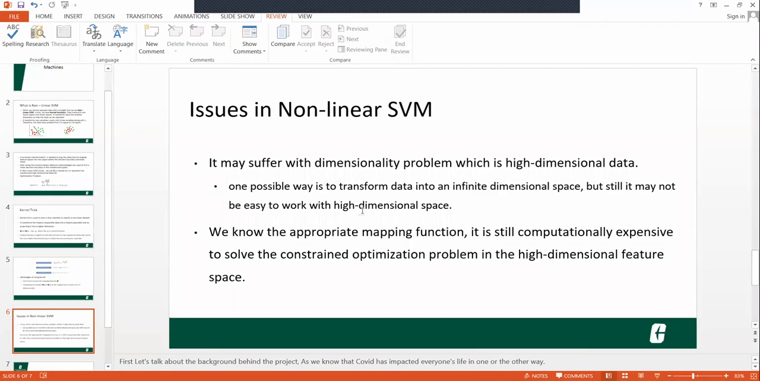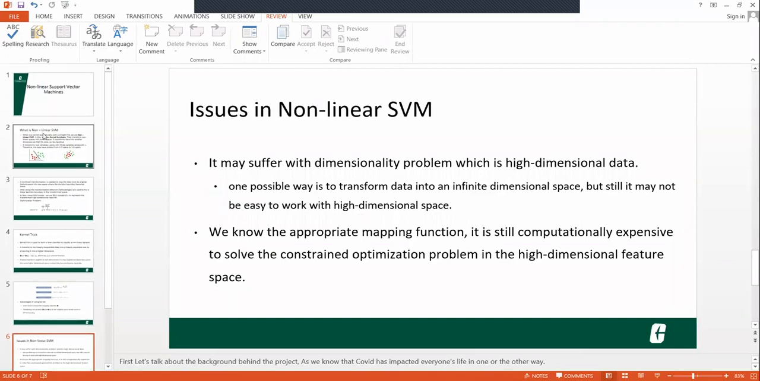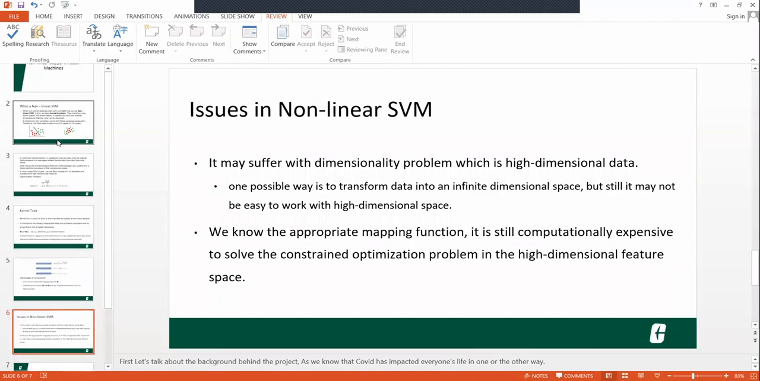So here I explained about nonlinear support vector machines.